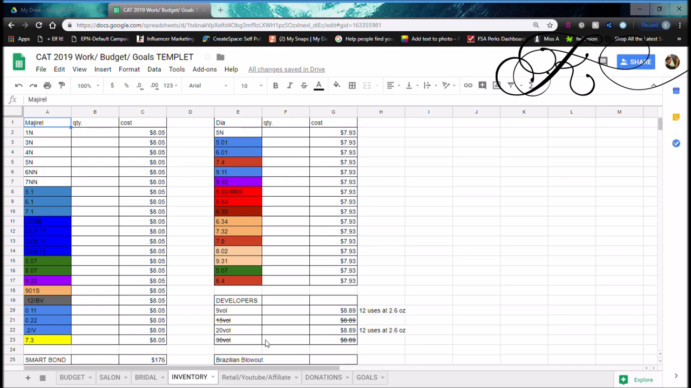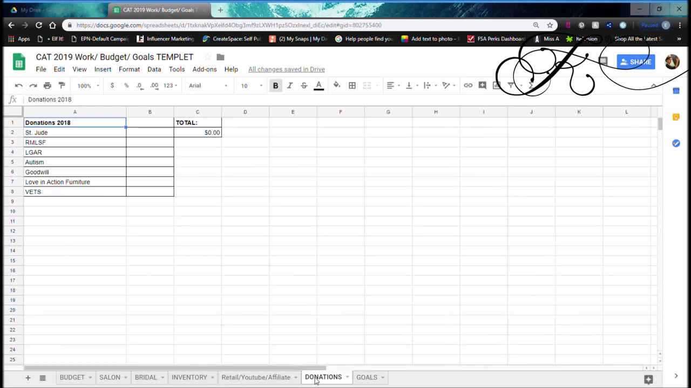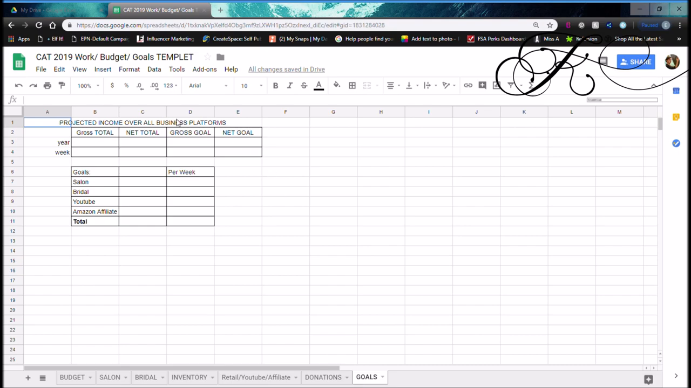And then these are other platforms that I make money on, so Amazon affiliate, my Google ads and stuff like that. Then these are things that we always donate to every year, so I have that just so that tax season is a lot easier. And then I also have goals, like projected income and then how much income we actually make.